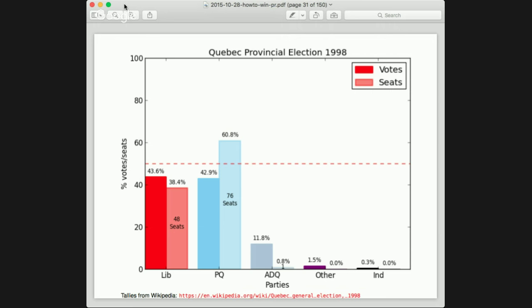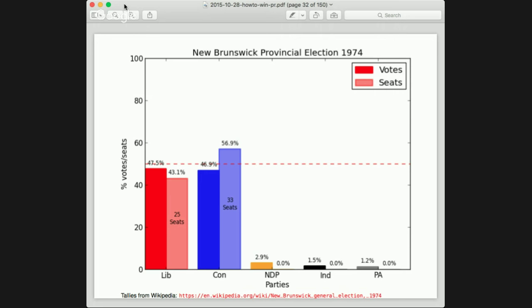Well, that's democracy. The people gave a clear mandate to the Parti Québécois to form the government. You can tell because they got fewer votes but more seats. And that's what First Past the Post is capable of doing, right? Okay, I cherry-picked one example. That can't happen again. Oh, here's New Brunswick again, and it happened again in 1974 in New Brunswick. Oh, but that can't happen again.